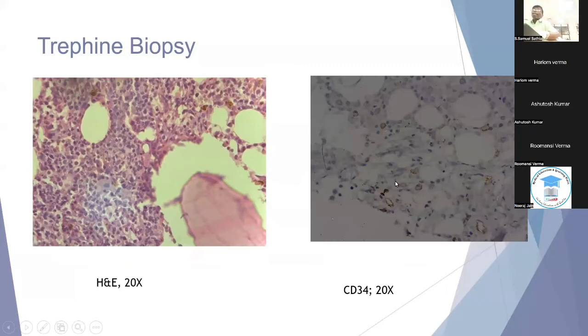Finally, we proceeded with the CD34 immunohistochemistry stain, and you can make out that the CD34 positive cells are clearly increased in this case. So this is a case of myelodysplastic syndrome with increased blast 2.